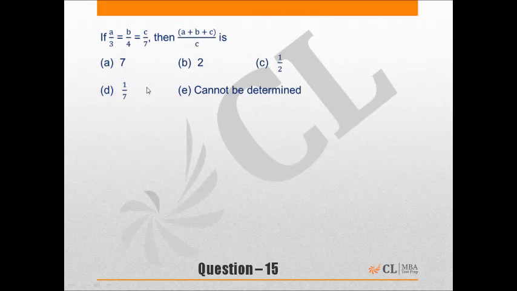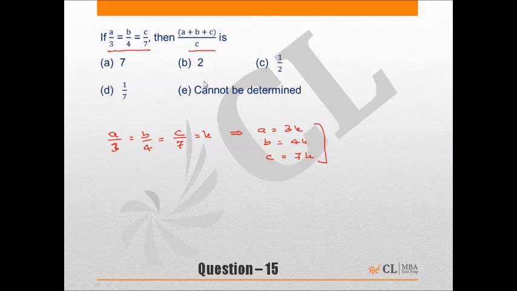If A upon 3 equals B upon 4 equals C upon 7, then what is the value of A plus B plus C upon C? Now, this question typically people would solve by saying A upon 3 equals B upon 4 equals C upon 7 equals K, which implies A is equal to 3K, B is equal to 4K and C is equal to 7K. And then you will substitute these values of A, B, C in the expression.